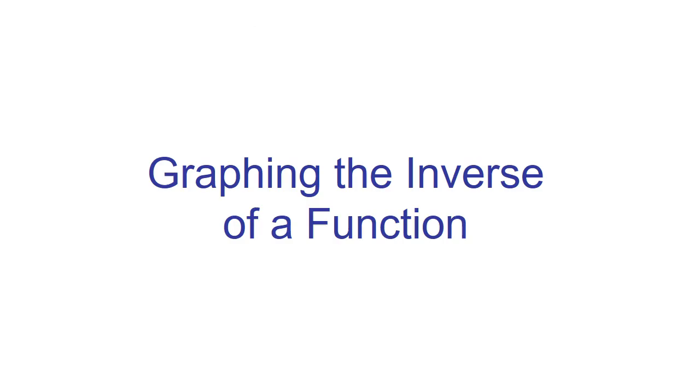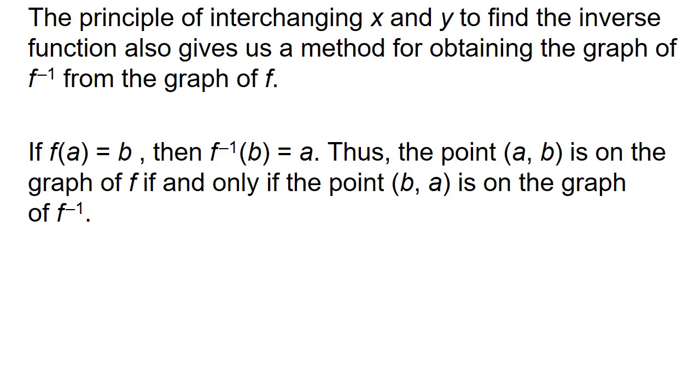Graphing the inverse function. The principle of interchanging x and y to find the inverse function also gives us a method for obtaining the graph of f inverse from the graph of f. If f of a equals b, then f inverse of b equals a. Thus, the point (a, b) is on the graph of f if and only if the point (b, a) is on the graph of f inverse.